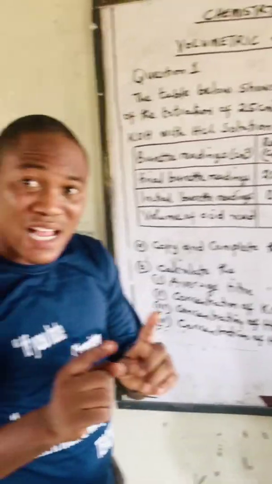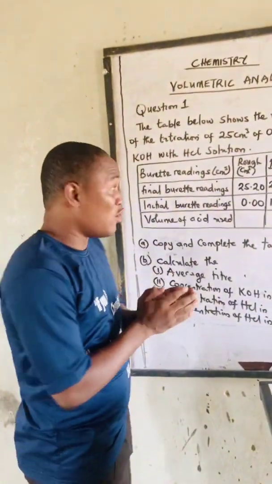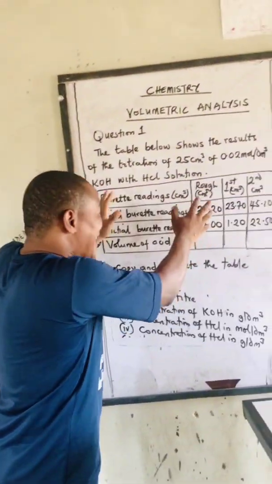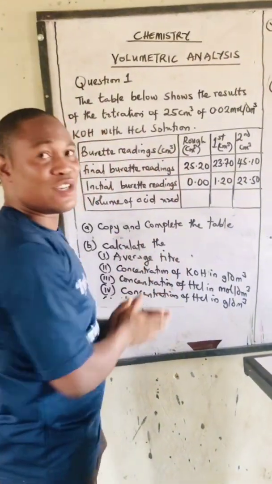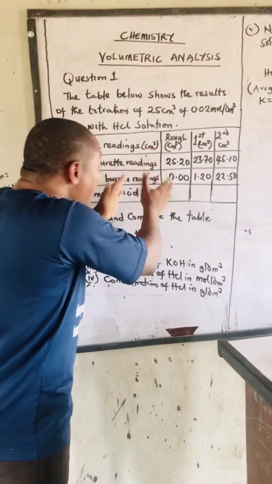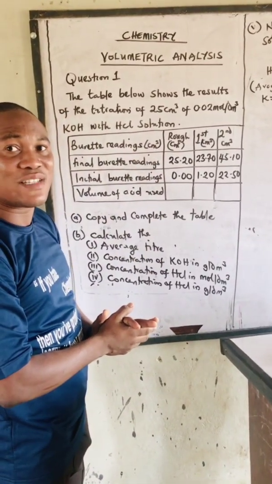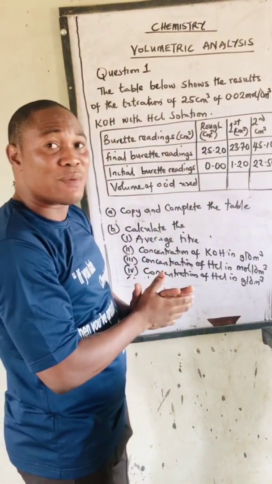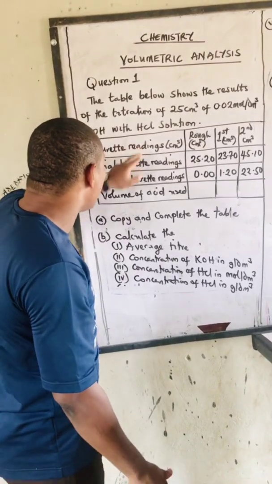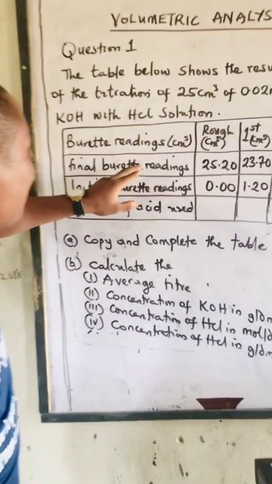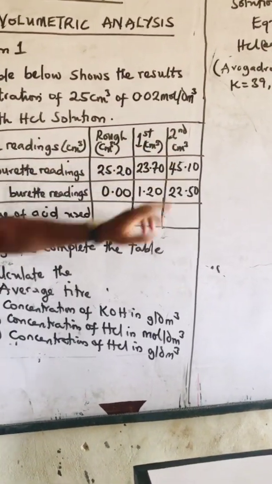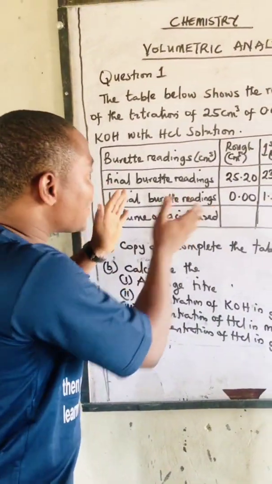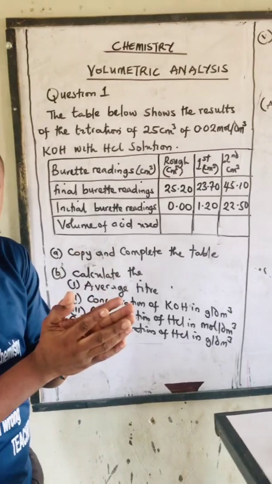Now, you will agree with me that if you are doing the practical, you are supposed to actually get these readings yourself. But now they are giving you this table because it is an alternative to practical. This table has been given to you already, where you have the burette readings. They have given you final burette readings, which means that this table is telling us that they performed 3 titrations.